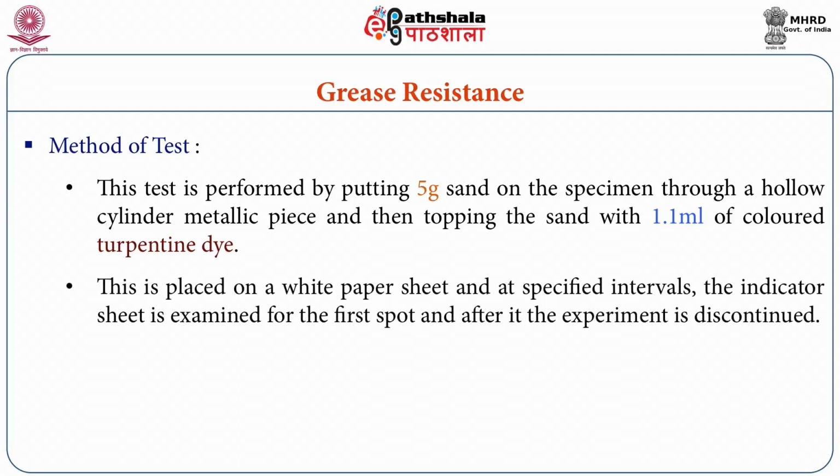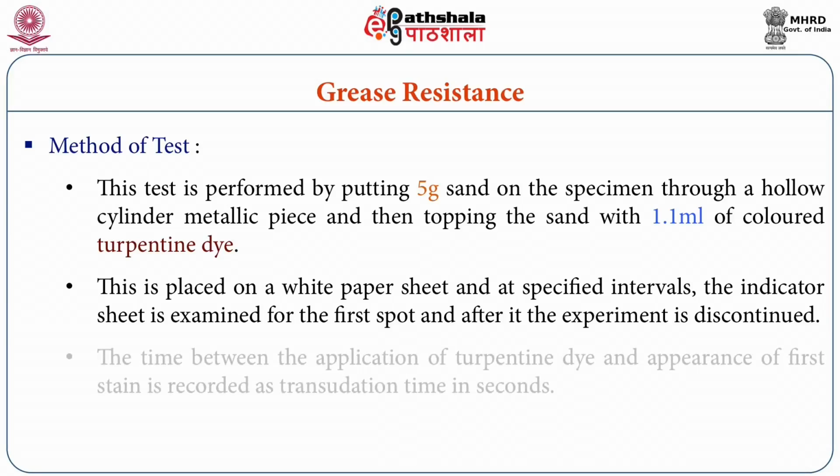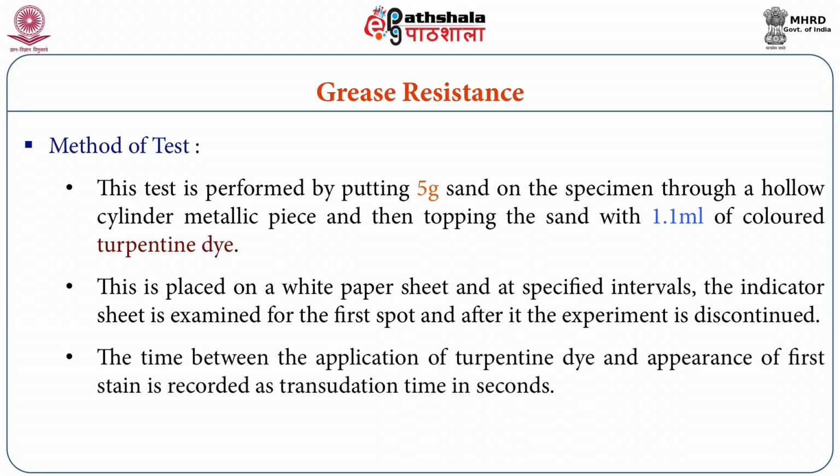This is placed on a white paper sheet at specified intervals. The indicator sheet is examined for the first spot and after it the experiment is discontinued. The time between the application of turpentine dye and the appearance of first stain is recorded as penetration time in seconds.